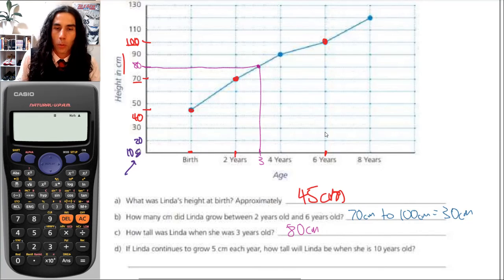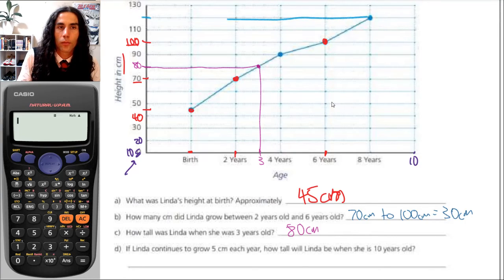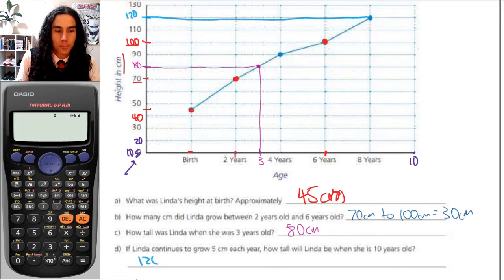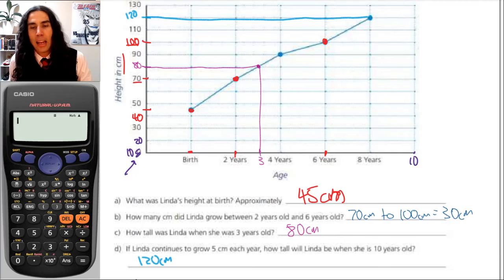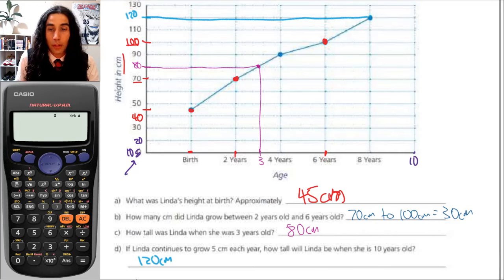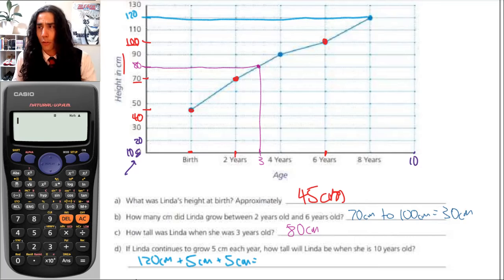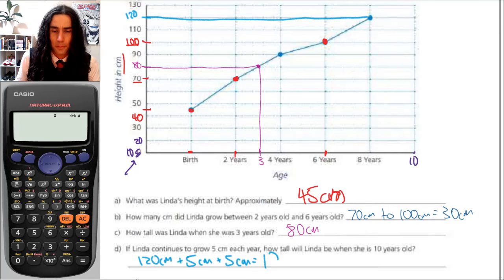So, okay, 6, 8, 10. Basically, it's there. Well, how old is she now? She's at 8 years. Go across. She's at 120. So she's 120. And then when she's 8, and then she grows 5 centimeters, and then she's 9, grows another 5, it is 130.